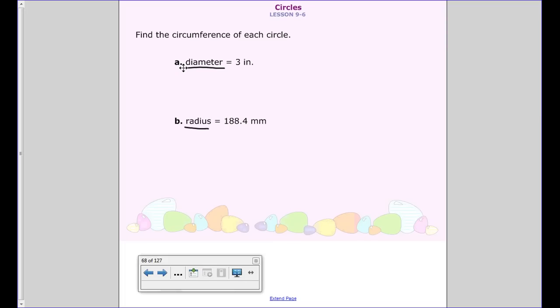All right, so on this one, they give us the diameter. So I'm going to use pi times diameter. So I have 3.1400 times 3. And I get 9.4200 inches.